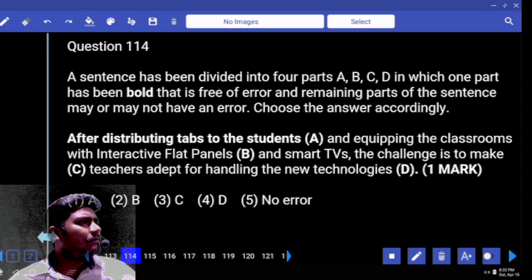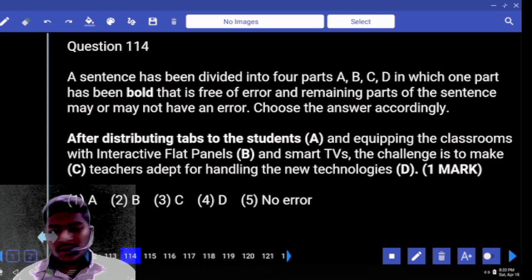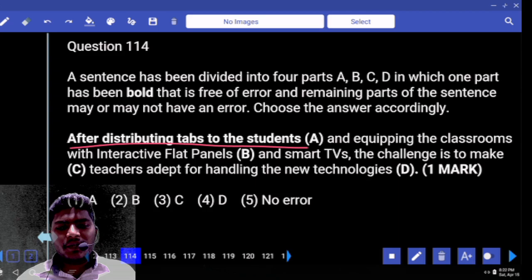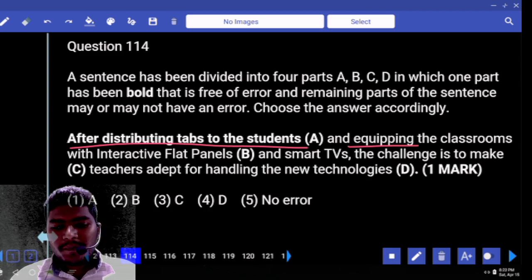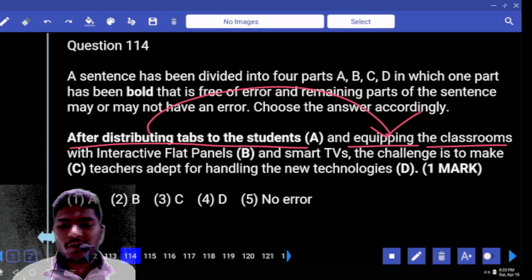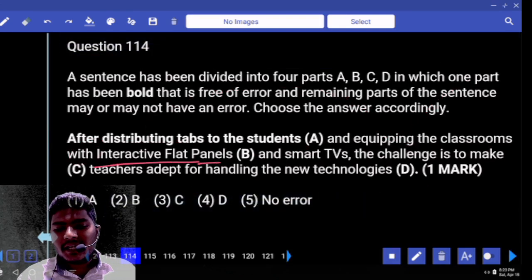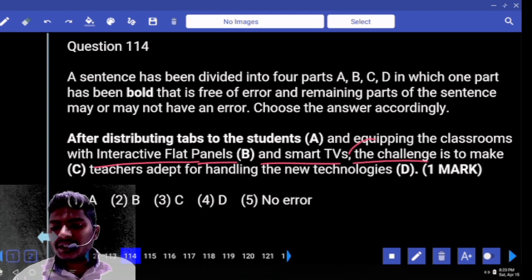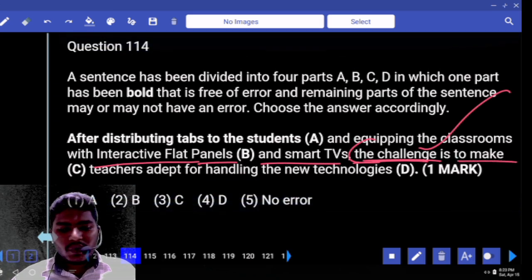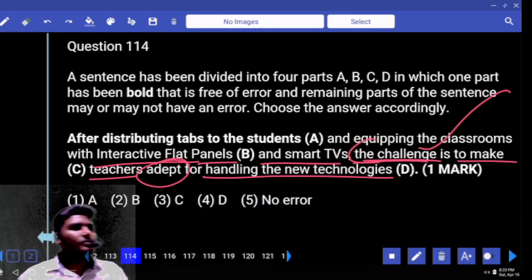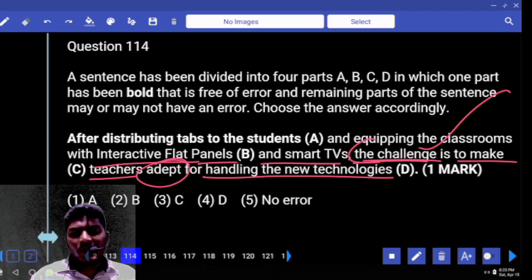Easy error, right? Easy error, right or not? Commonly confused words answer. There is no error in the highlighted part. First make sure of that. After distributing tabs to the students and equipping the classroom with interactive flat panels and smart TVs, finally, the challenge is to make the teachers adept for handling the new technologies. What is the answer? What is the spelling?